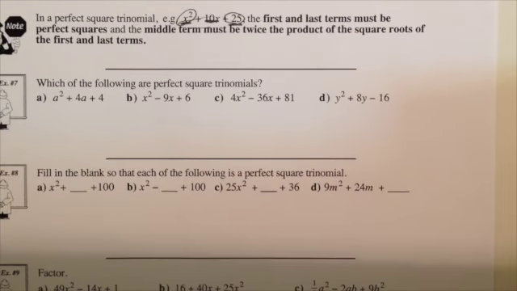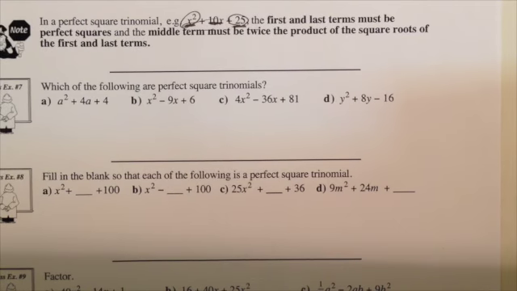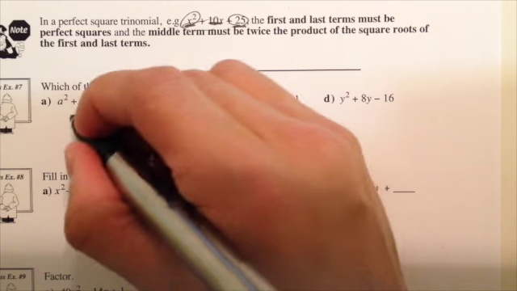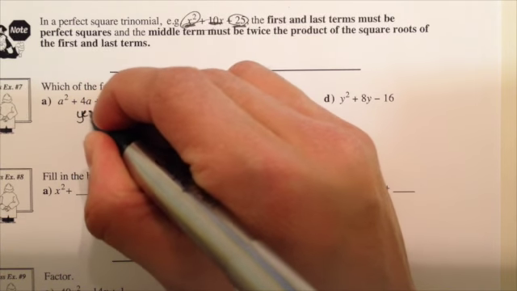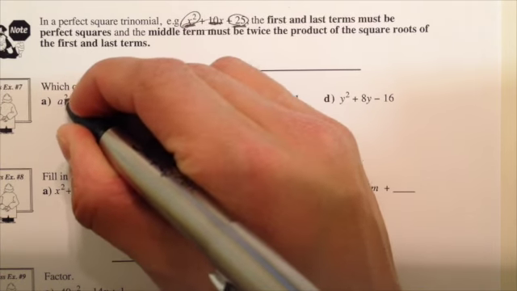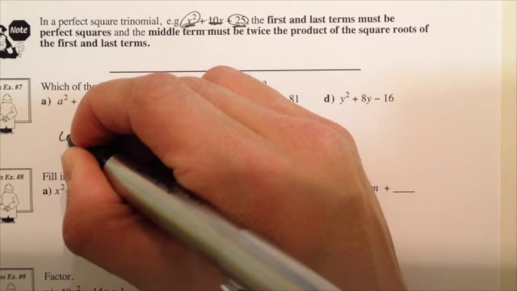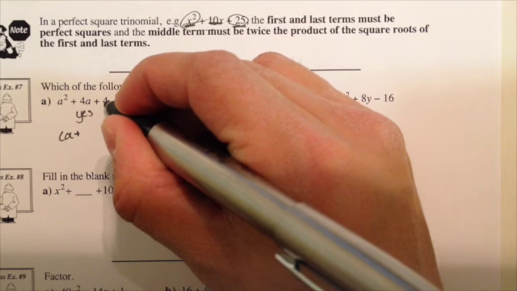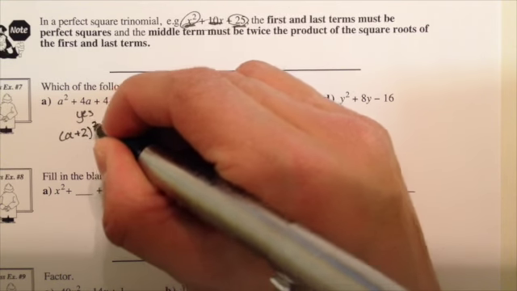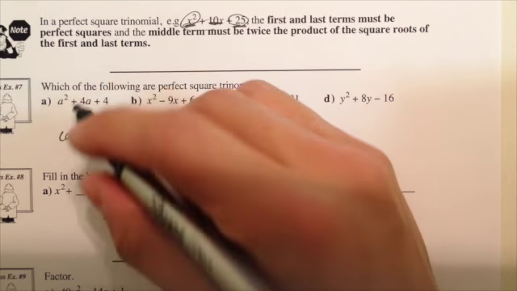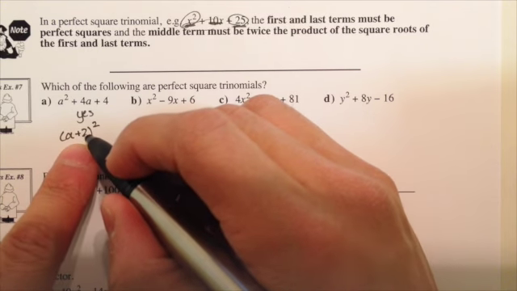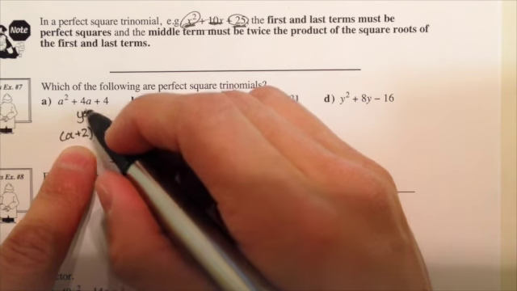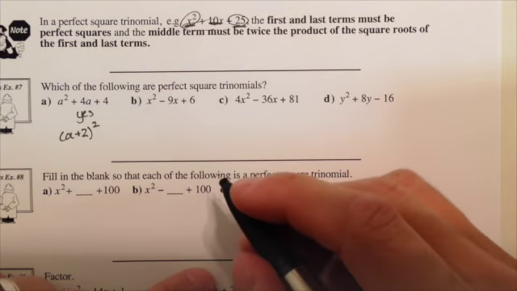Alright, so which of the following are perfect square trinomials? Let's see, a squared plus 4a plus 4. Yes, this is one, because this is a perfect square. That's going to be a squared. The last term is a perfect square, which is 2. And then the middle term, if we were to take a and 2, multiply them, we'd get 2a, and then multiply them by 2, we would get 4a. So yes, that is good.